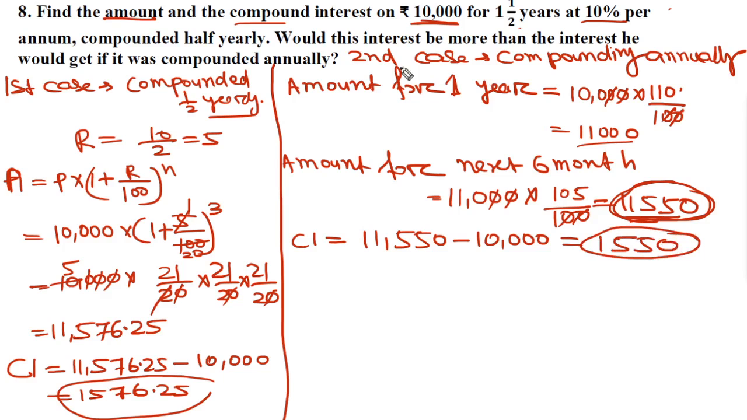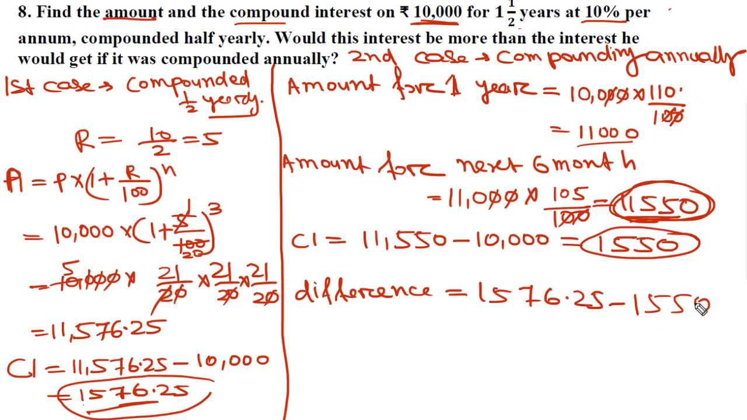Now what we have to see, would this interest be more than the interest he would get if it was compounded annually. So we will find the difference. Here difference is equal to, this is the compound interest, 1576.25 minus 1550. So if you find the difference, it will be 26.25, that is 26 rupees 25 paisa.